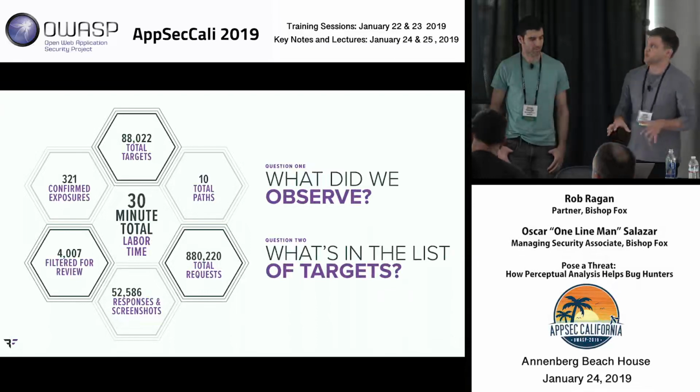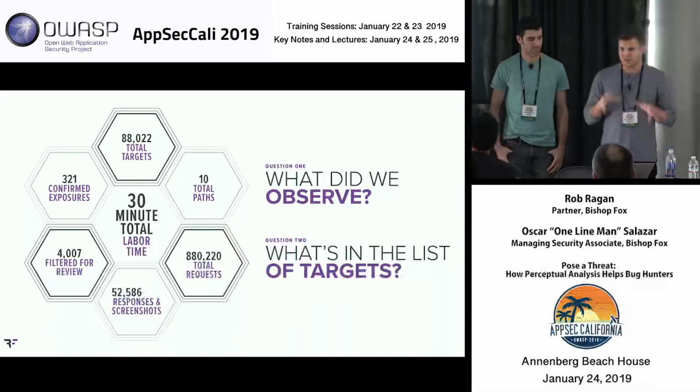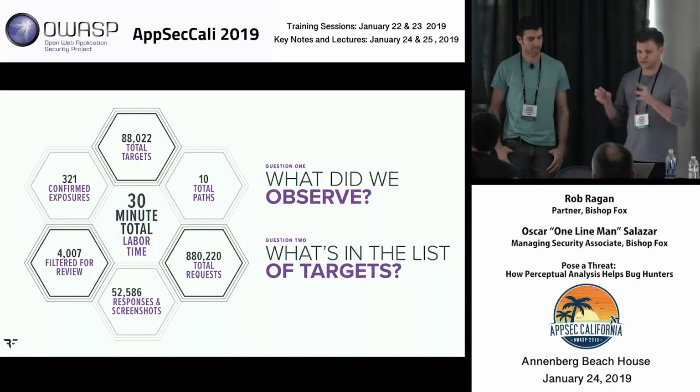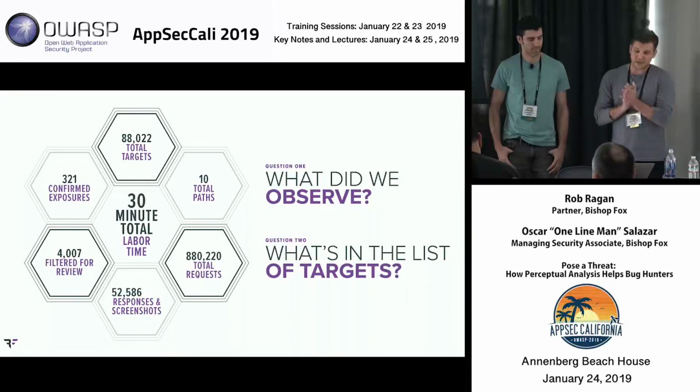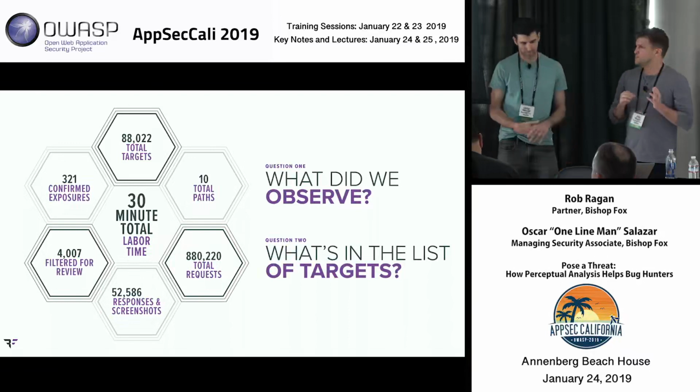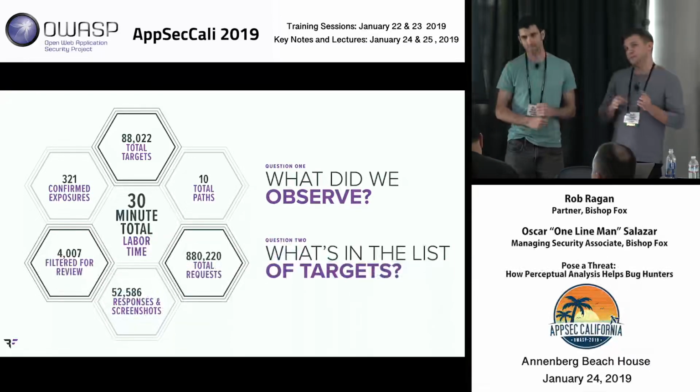So what did we do? We took those subdomains for Elastic Beanstalk, and we took the paths from GreyNoise, and we made those requests. Using our Iron Man suit, we in total made over 88,000 targets receive. To focus the example, we only did 10 paths, which is about 880,000 requests. 52,000 responses were 200 OKs and screenshotable, since we wanted to focus on 200 OKs.